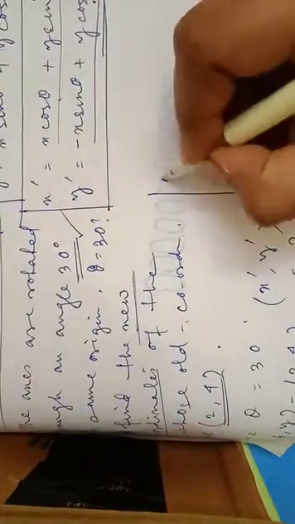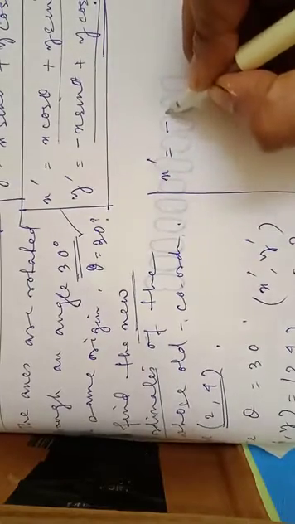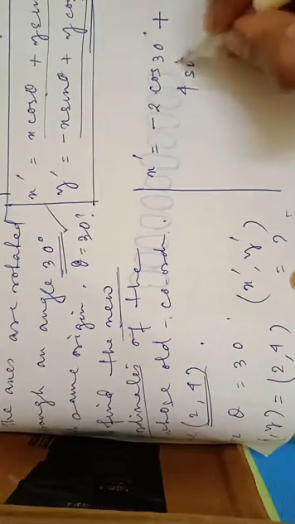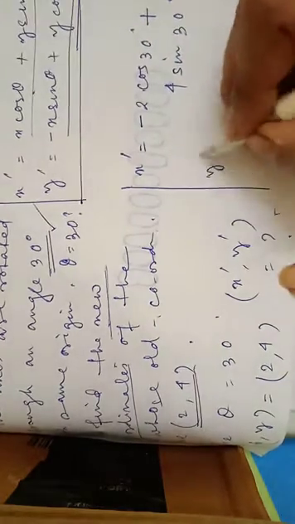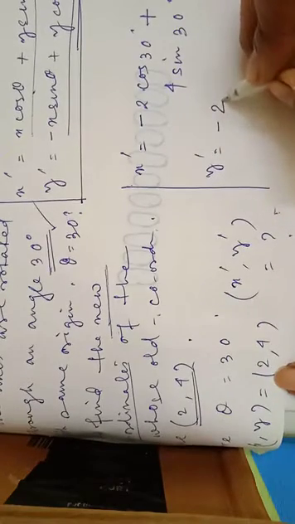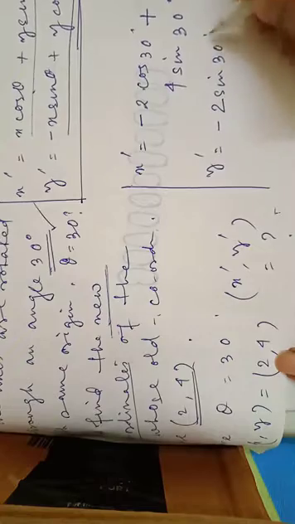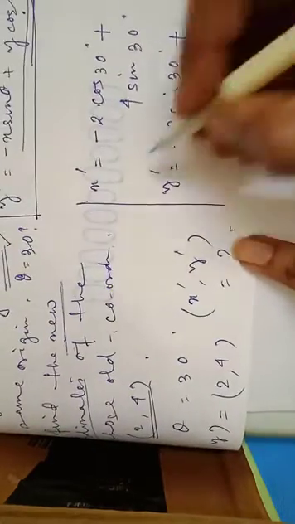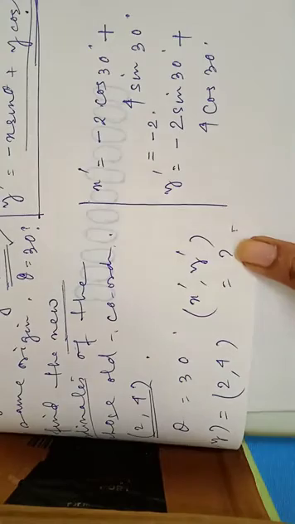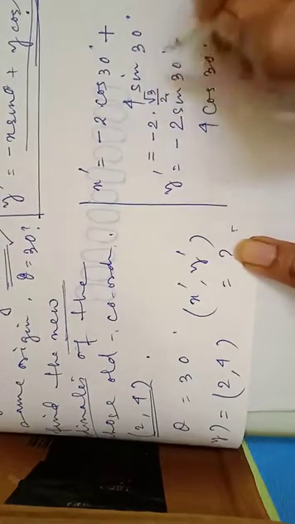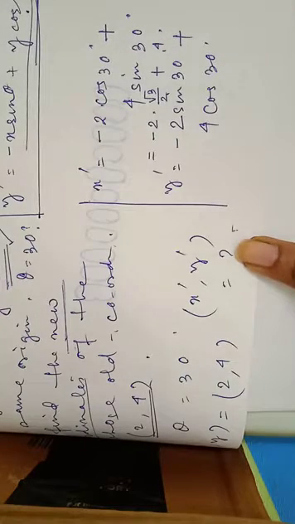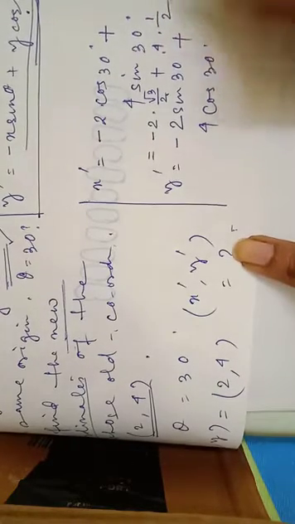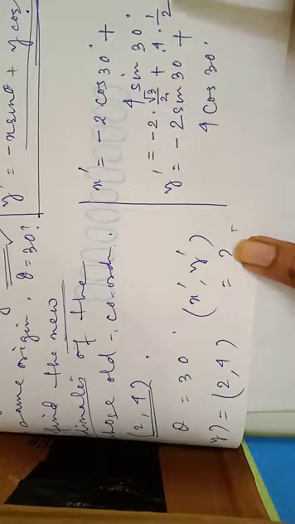So by using that rule, what are we getting? If you put it here, x dashed equals x, that is 2, into cos 30 degrees, plus y, that is 4, into sin 30 degrees. And y dashed equals minus x, that is 2, sin 30 degrees plus y, that is 4, cos 30 degrees. So put the values. This will be 2 into cos 30, which takes the value root 3 by 2, plus 4 into sin 30, which takes the value half. So it will become root 3 plus 2.